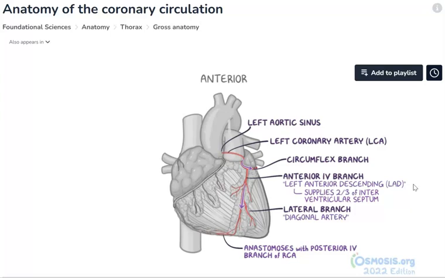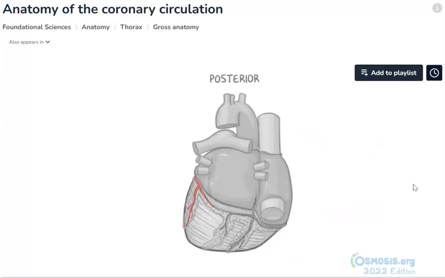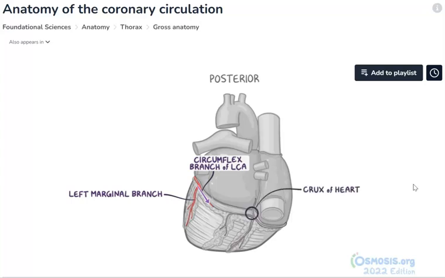Now, the circumflex artery runs in the coronary sulcus around the left border of the heart towards the posterior surface of the heart. On its way, it gives the left marginal branch, which also has many tiny branches that supply the left ventricle. Most commonly, the circumflex branch of the LCA terminates in the coronary sulcus on the posterior aspect of the heart prior to the crux of the heart.